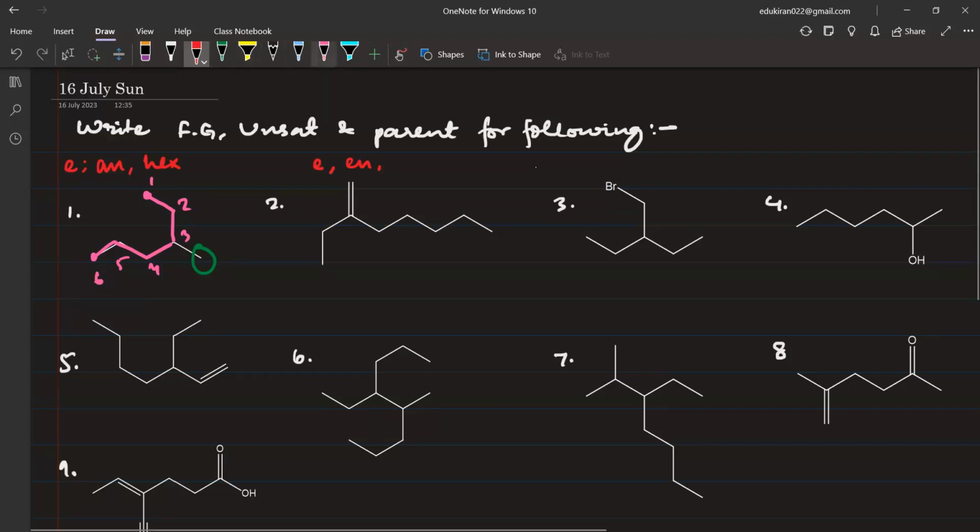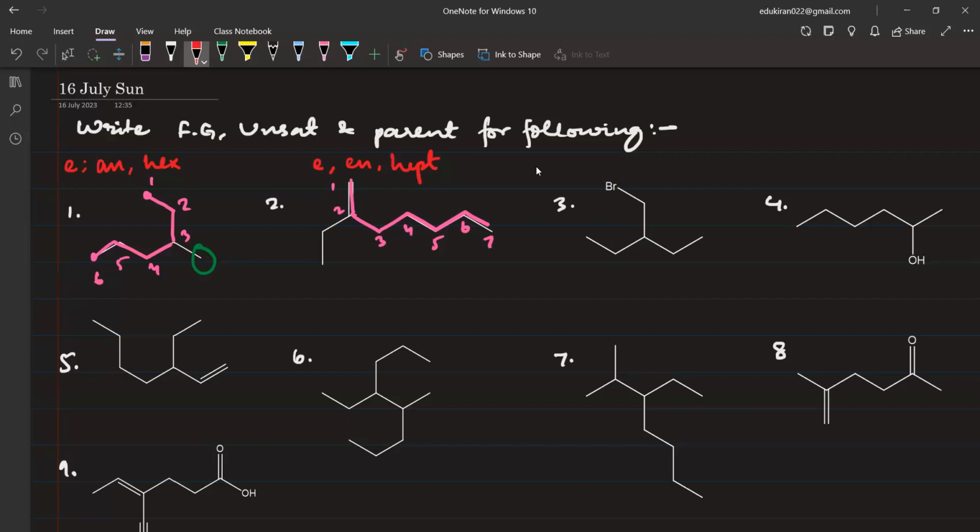So our parent carbon chain will be something like this: 1, this way. So here we have how many carbon atoms? 1, and the numbering will be done from the carbon atom that is nearest to the double bond: 2, 3, 4, 5, 6, and 7. So this is hept.